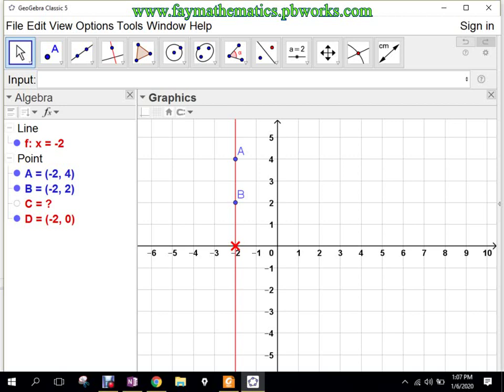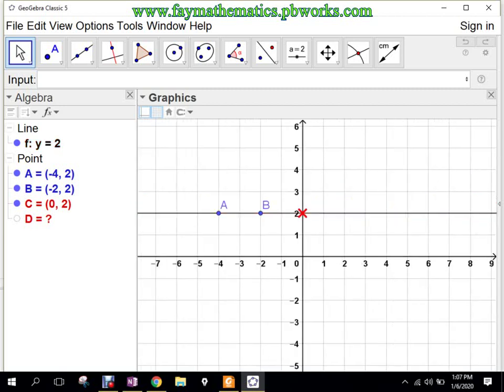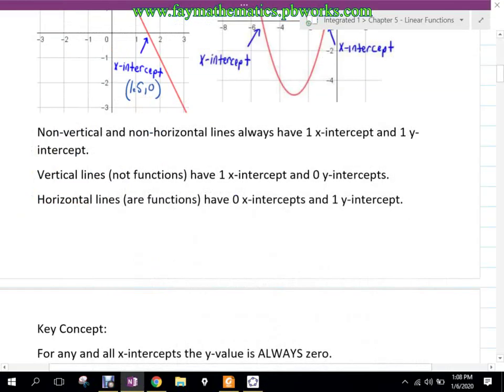So if you do not have a line like that, or a line like that, then that means you must have a line similar to these kinds. These are non-vertical, non-horizontal, so you're always going to have one x-intercept, one y-intercept. Horizontal and vertical lines are kind of a special case scenario of lines that have their own little structures that we'll mess around with in the next couple days.